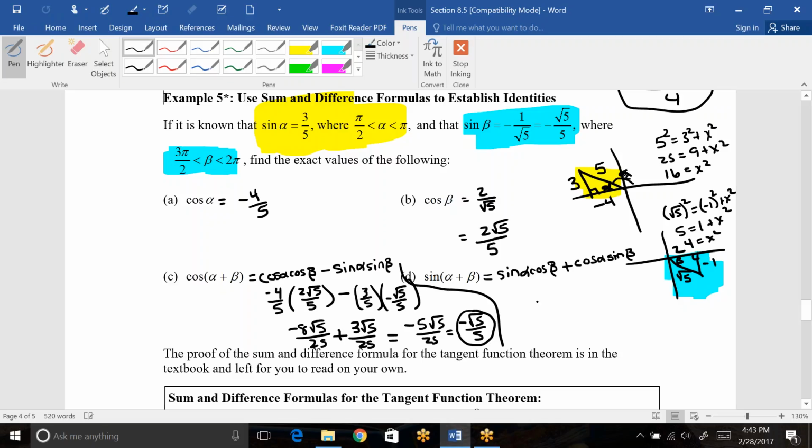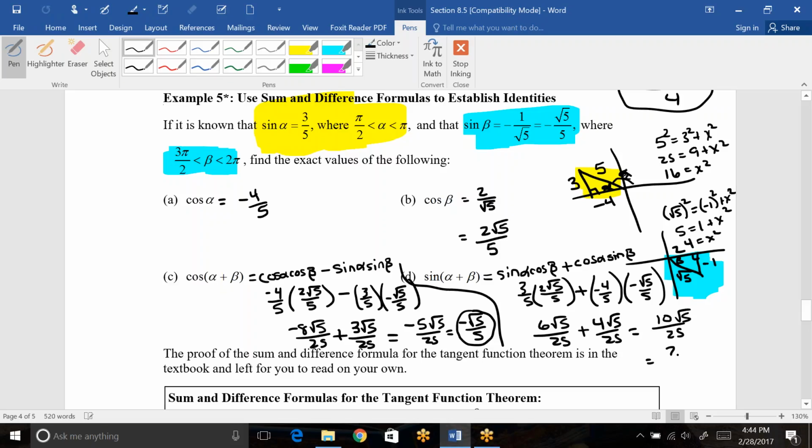For D, we have sine of alpha, which is 3/5, cosine of beta, which is 2 square root of 5/5, plus cosine of alpha, which is -4/5, and sine beta, which is negative square root of 5/5. This would be 6 square root of 5/25, plus, because it's going to be negative times negative again, 4 square root of 5/25. Again, we have like radicals, so that's 10 square root of 5/25, which reduces to 2 square root of 5/5. So therefore we now know the cosine and sine of the sum of alpha plus beta.